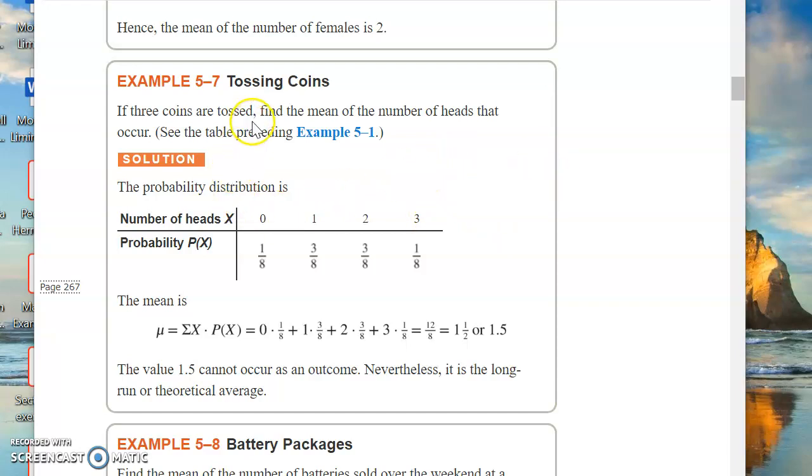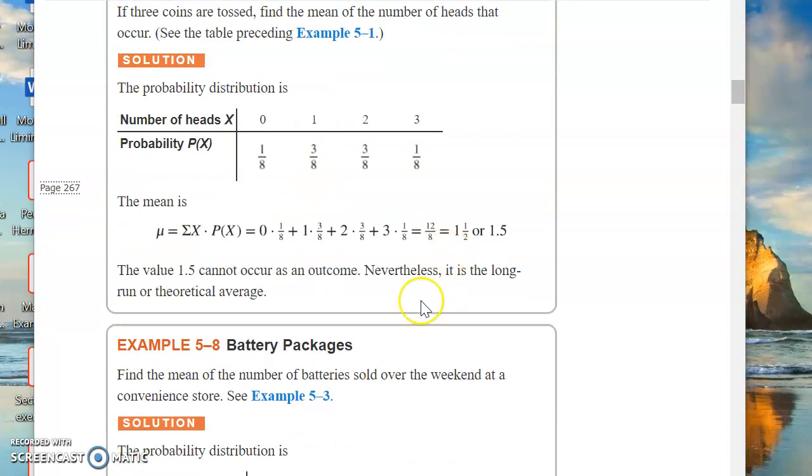Okay, so you toss 3 coins. What's the mean of the number of heads that can occur? Well, we had a table preceding example 5.1. I'll let you look at that. But out of the 3 tosses, what are the possible outcomes that you can get? You can get 0 heads, 1 head, 2 heads, or 3 heads. What's the probability of each of those? You look at the table preceding example 5.1, and you count them all up, and you come up with this. Again, it's just doing the arithmetic, and then we say one more time, this value 1.5 cannot really occur, but it is the theoretical average.